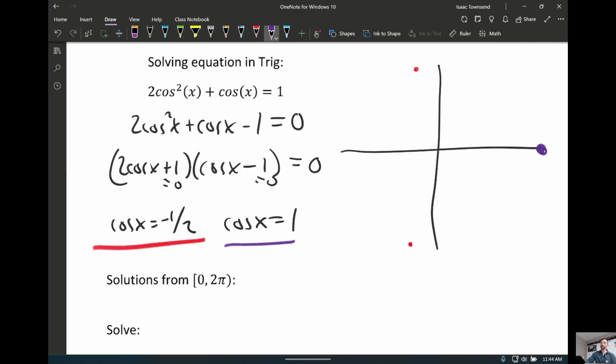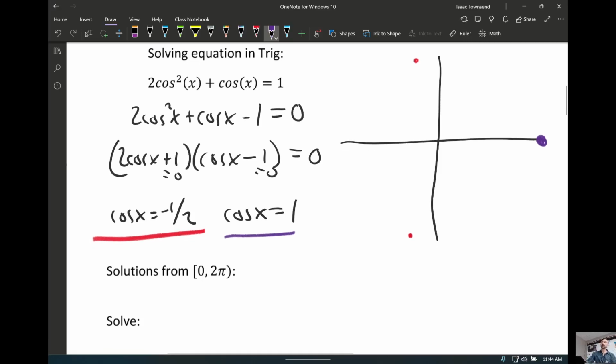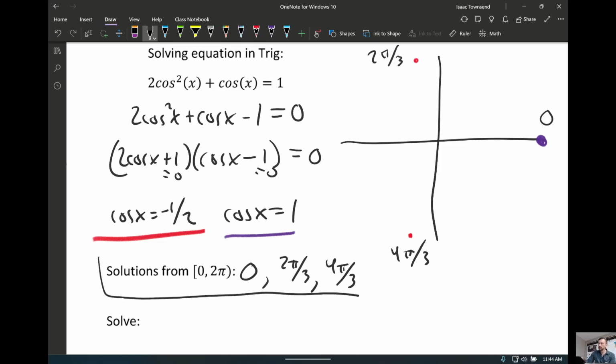And then we need to be ready to give our answer in either format that has been asked for. If they want you to spit out the solutions between 0 and 2 pi, we're just going to name these. It could be at 0, at 2 pi over 3, or at 4 pi over 3. Plugging in any one of those angles into the original equation should make it a true statement. 2 times the cosine of any of those angles squared plus the cosine of the same angle should be the values that give you 1.